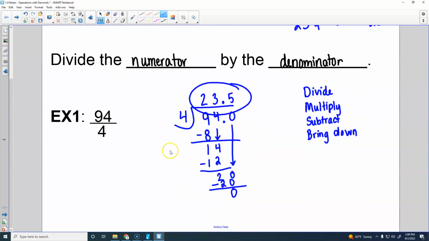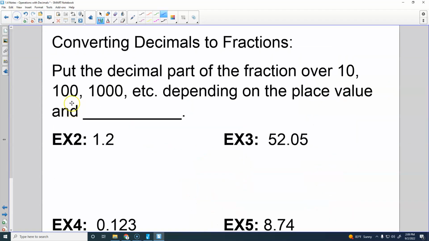Wait, did I have 2? No, I just have 1. Okay, I'm converting decimals to fractions. And I will let us use some mixed numbers here. We could convert it to improper fractions if we want.